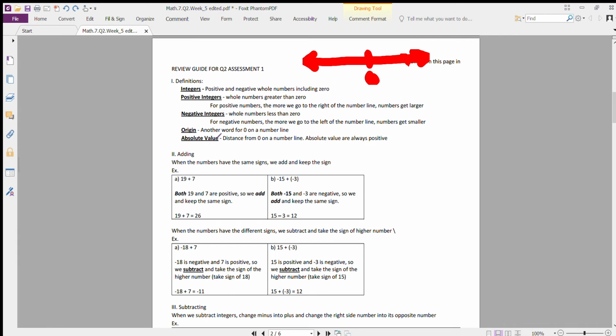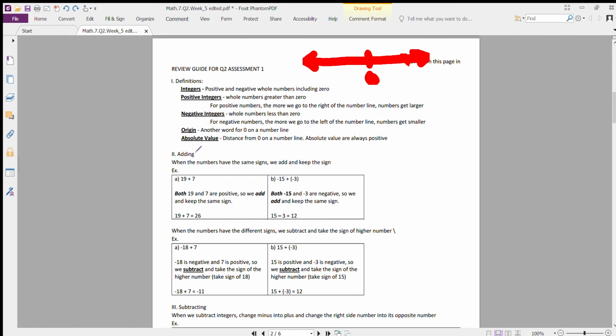And then the next one is absolute value. Absolute value is the distance from 0 on a number line. And here's the thing: it's always going to be positive. I had students who give me negatives for their absolute value, and that's incorrect. Your absolute value should always be positive. That's like a freebie right there. If your absolute value is negative, 100% you're wrong. If it's positive, there's a 99% chance you got it correct.